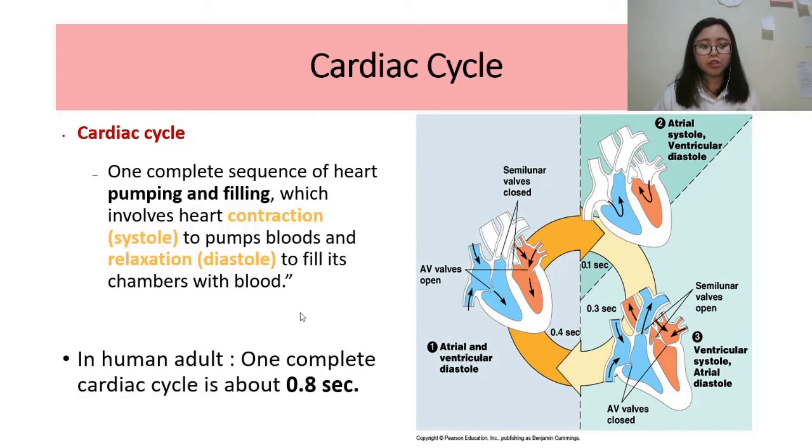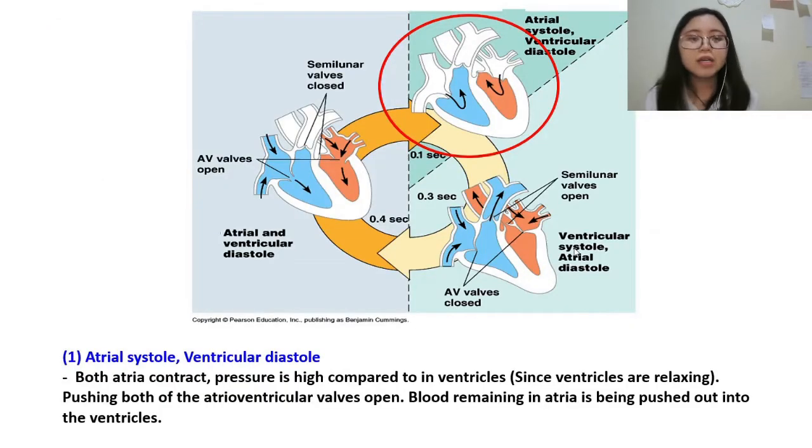In the average human adult, one complete cardiac cycle is about 0.8 seconds. Maybe a little bit different person to person, but the average is 0.8 seconds daripada dia start sini sampai dia bermula kitaran lagi. So let's look at this step by step. We are going to start when the atrium is systolic and the ventricles are diastolic. So let's look at stage 1, atrial systole, ventricular diastole.